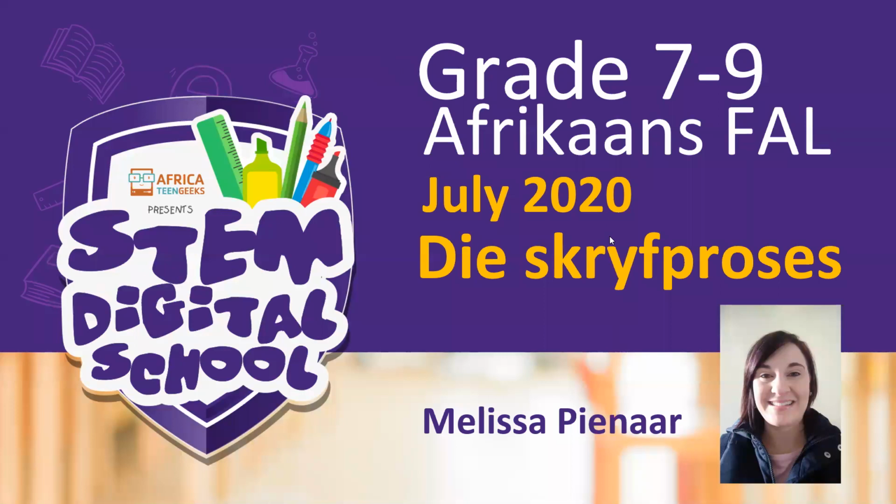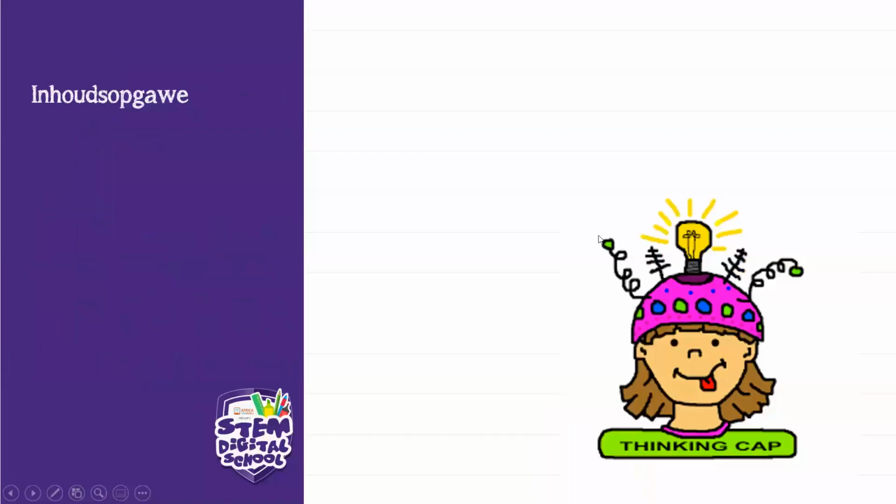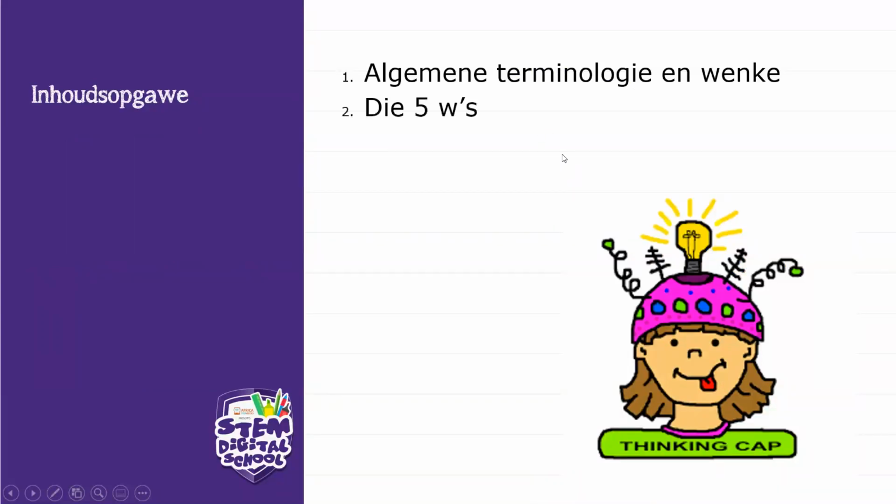Tomorrow we're sleeping in. And today we're going to do a very, very nice lesson. I absolutely have a passion for writing and for literature. But today we're going to focus on the writing process. And we're going to look at general terminology and some hints. Then what we call the five W's. Then the structure of a proper writing piece. And then we're going to look at a rubric.